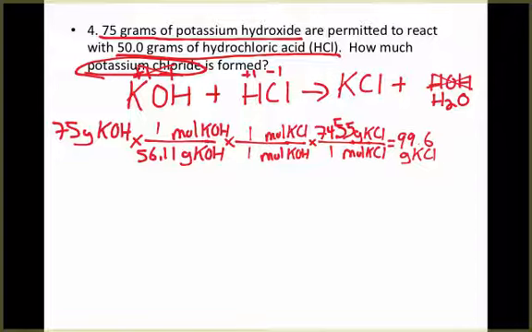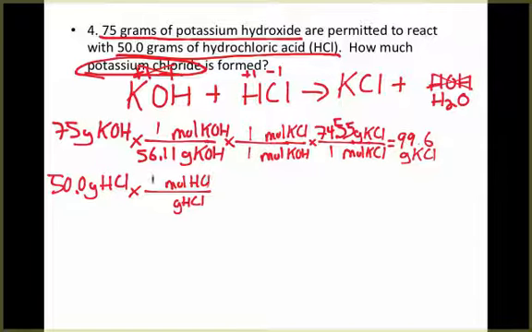No, we gotta do the second part, right? Start with 50 grams of hydrochloric acid. Again, follow the same steps as you did before. Find molar mass in the periodic table. Remember, it's always 1 mole. Whoa! We're not done yet. Let's go to another step.